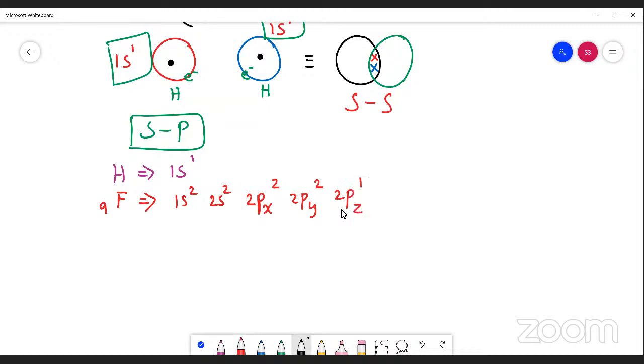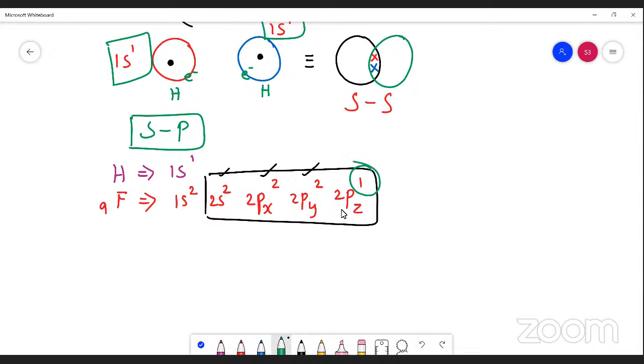Now this is only the valence electrons, 2s2, 2p5. The s orbital is completely filled, the px is also completely filled, the py is also fully filled, and the pz has one unpaired electron. Now what happened? The 1s1 atomic orbital of hydrogen overlaps with the 2pz orbital of the fluorine.